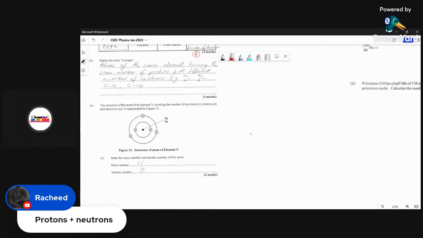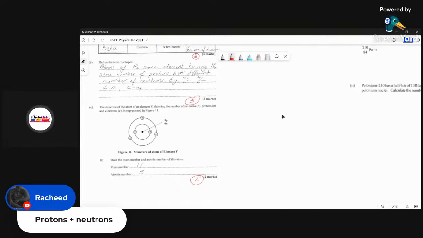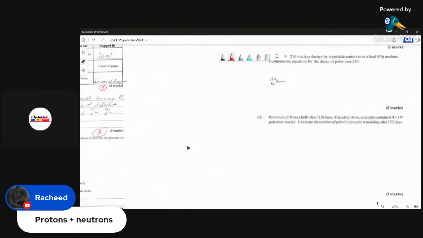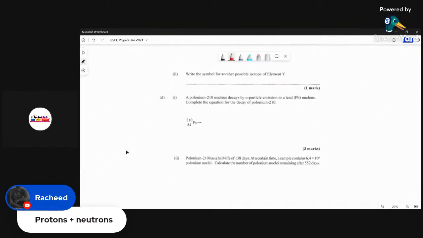So for this question here, we gave the proper definition, and just to make sure that they give us 3, we gave them some examples, so we definitely get our 3 there. And for here, we definitely get our 2, because we told you the mass number and the number of protons, so we're good. Final page coming up. Write the symbol for another possible isotope of element Y.